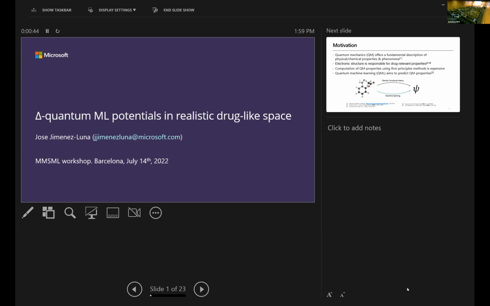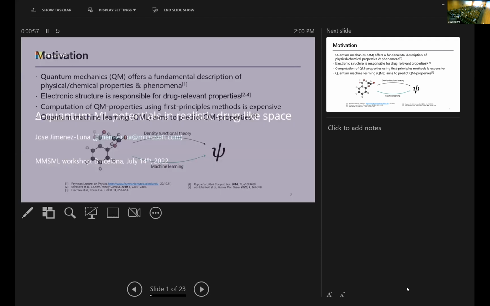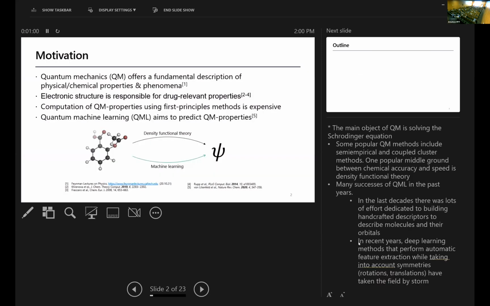So the title of my talk is Delta Quantum ML Potentials in Realistic Drug-like Space. And we've mostly been looking at delta learning approaches in what we consider a bit closer to reality drug-like space. Before I begin, I would like to provide some motivation for the things that I will present today, right?